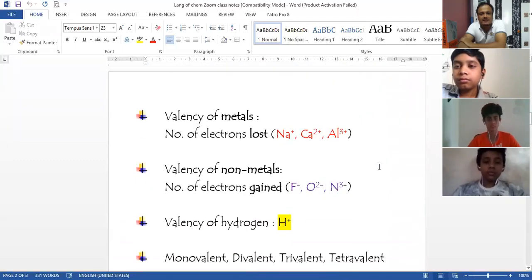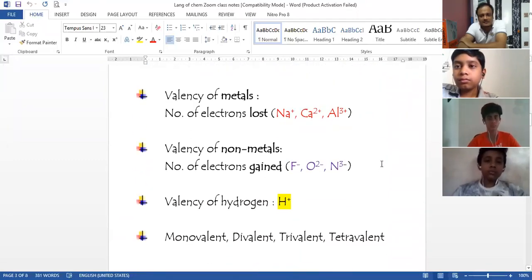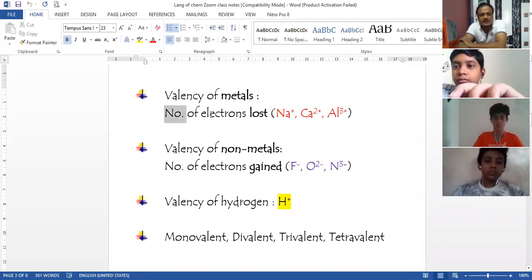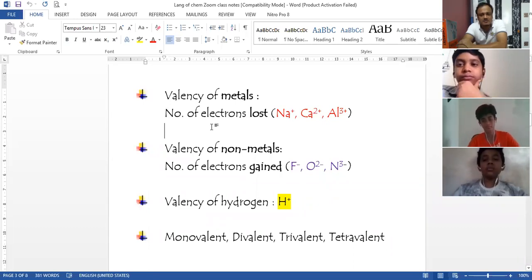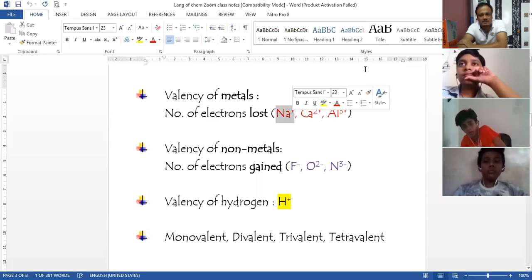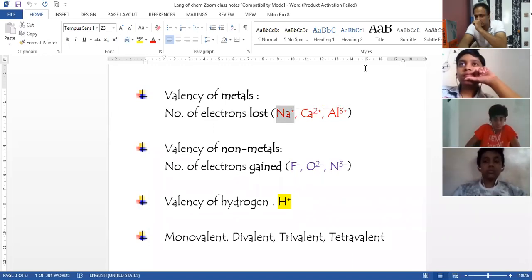The second way is this, we have studied the valency chart. So valency of metals, we can find out by finding the number of electrons lost by the metals. We have already studied that metals lose 1, 2, or 3 electrons from their valence shell so as to become stable.